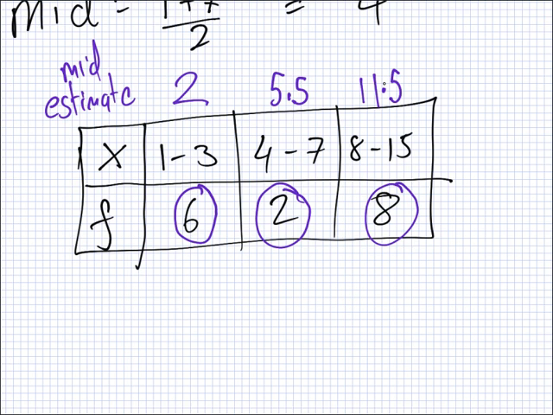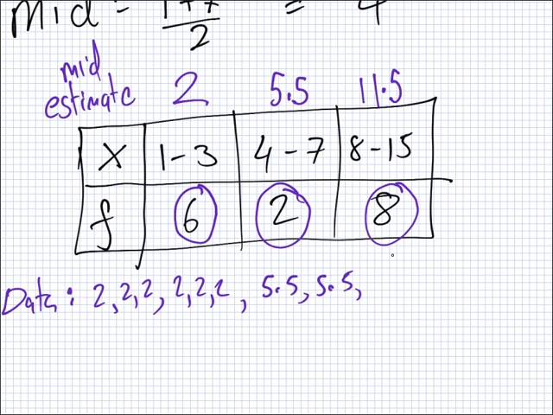So what you're doing now is it's like you're saying, this is my data. I have the number 2, how many times? 6 times. And I have 5.5, 2 times. Yeah, you get the idea? And I have 11.5, 8 times, etc. So, what would be the mean here? Well, you would have to do 2 plus 2 plus 2 plus 2, or a quick way to do it would be what?